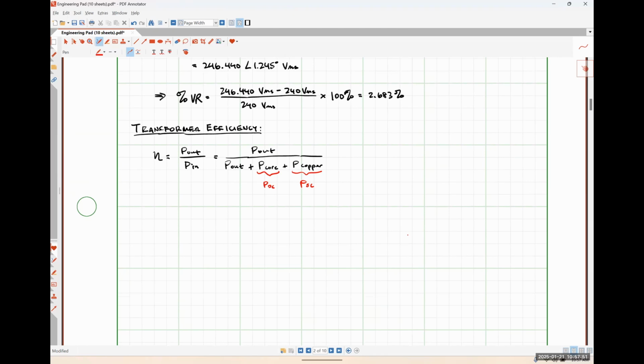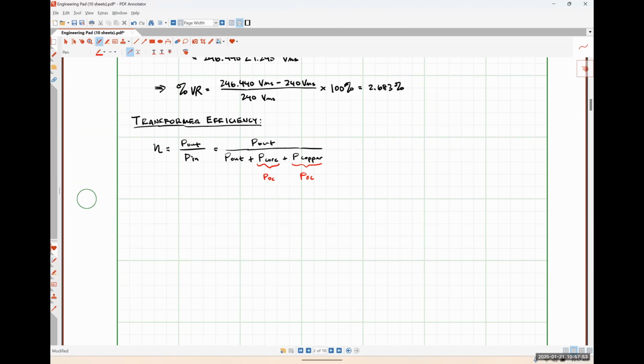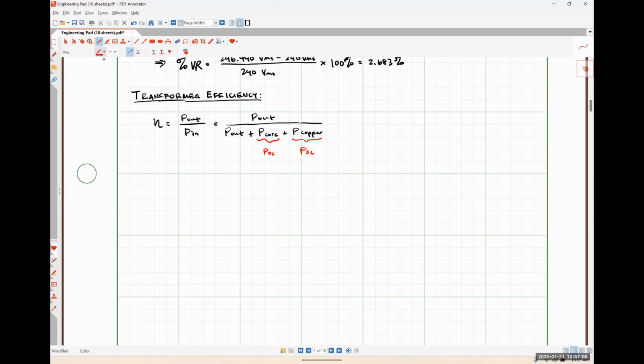So if we wanted to calculate the efficiency from our previous example, the only thing that we don't know right now explicitly is our output power, but I think we can probably figure it out pretty easily, okay? So anybody have any thoughts on how we might figure out our output power?